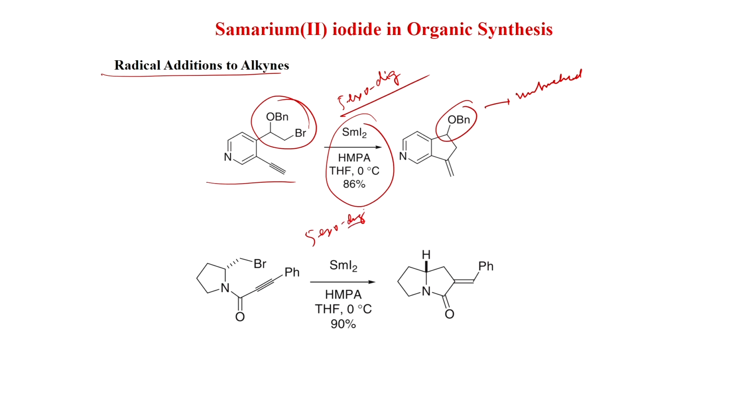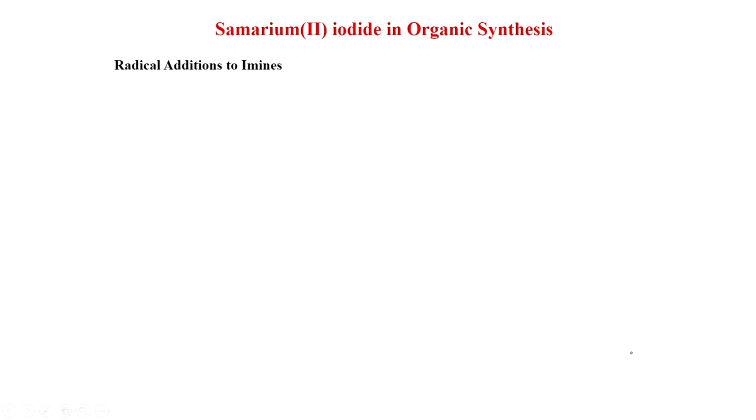5-exo-dig is happening. So, the radical we generate, 1, 2, 3, 4, 5. So, it adds and you get this exocyclic olefin, because this is an amide here, and exo-dig is very favorable. Under this condition, you get this product in 90% yield.